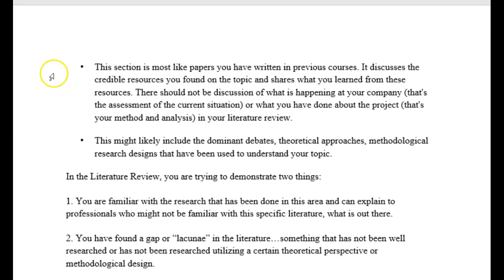It's important that in the literature review, this is the section that's most like a lot of the other papers you've written at school. It's where you go to the library, you find an article, you tell us what the research says and how it connects to your research. Okay. Do not discuss what's happening at your own company. That should have been done already in section 1. Do not tell us what you have done about the project. That's coming up in the next few sections. So all you're telling us here is what the research was you did to get background on your work.